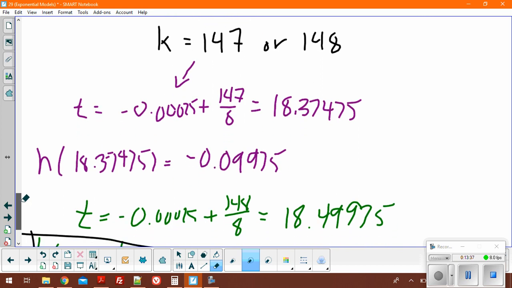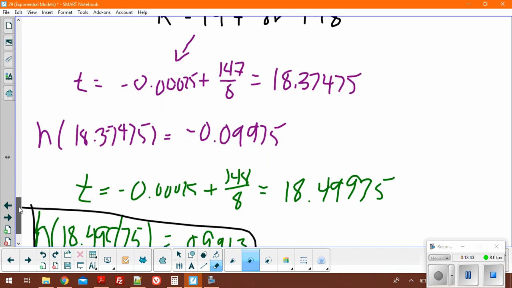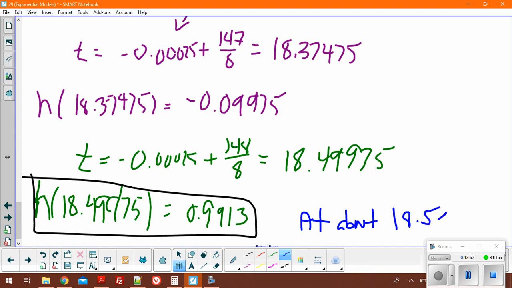So then I ran the same process with 148. I got my time, and I plugged it into my original function and I got positive 9.93. So after all of that, in conclusion, realistically, it's pretty much 18.5. So at 18.5 seconds, that is the first time the peak of the wave is less than 10 centimeters. There's a lot of stuff going on there, but it brings together a lot of the different ideas from the course into one question.